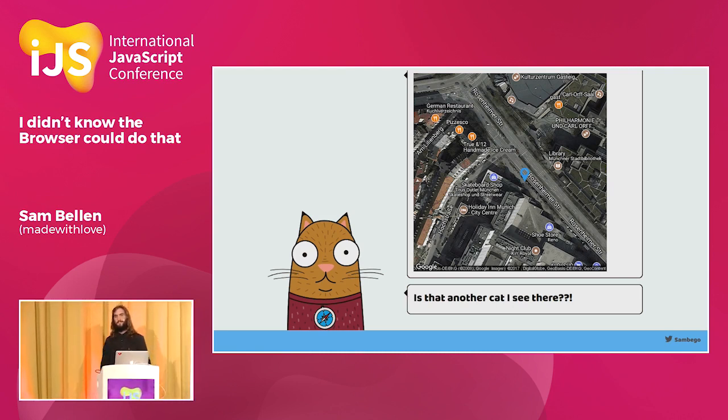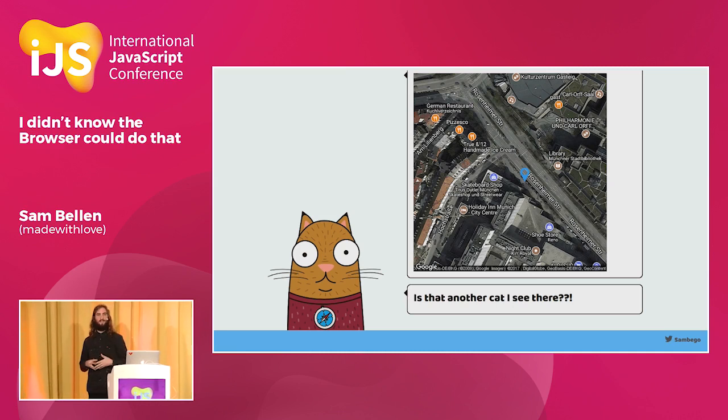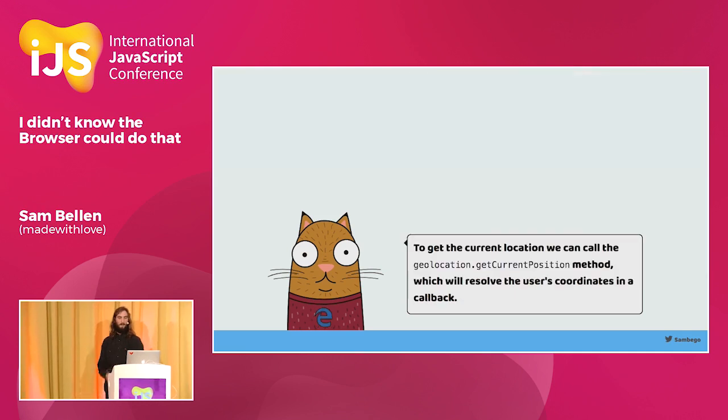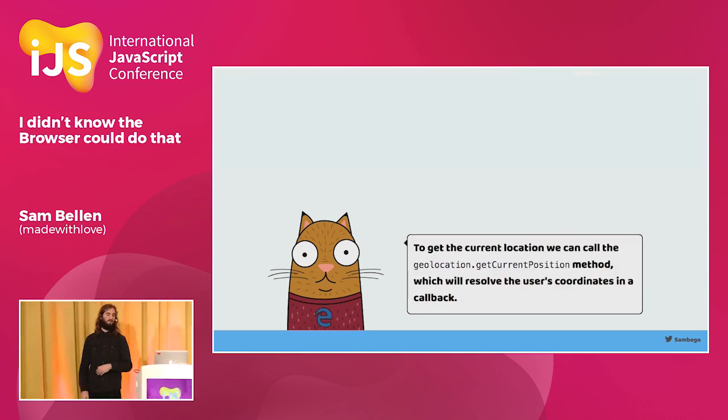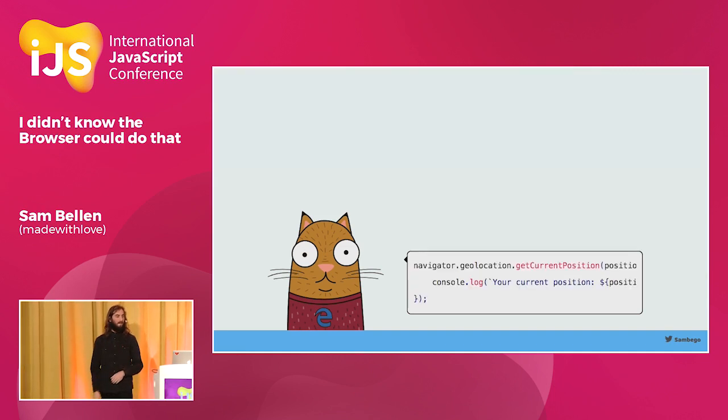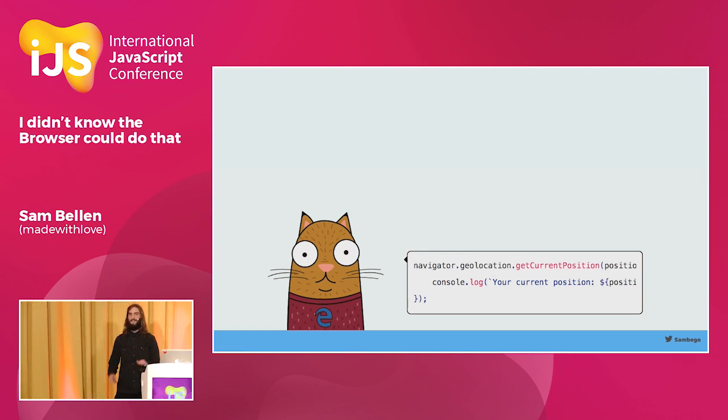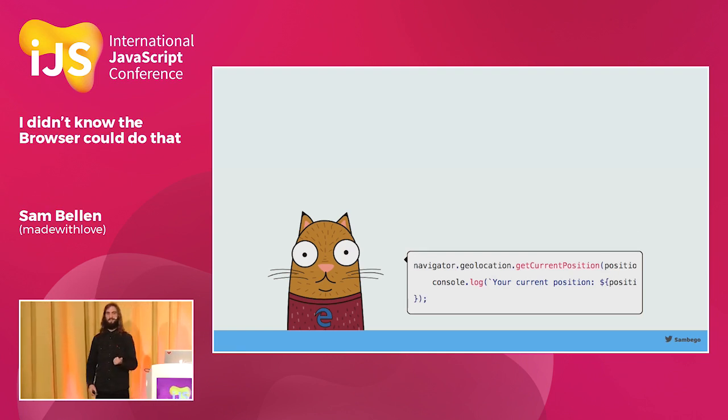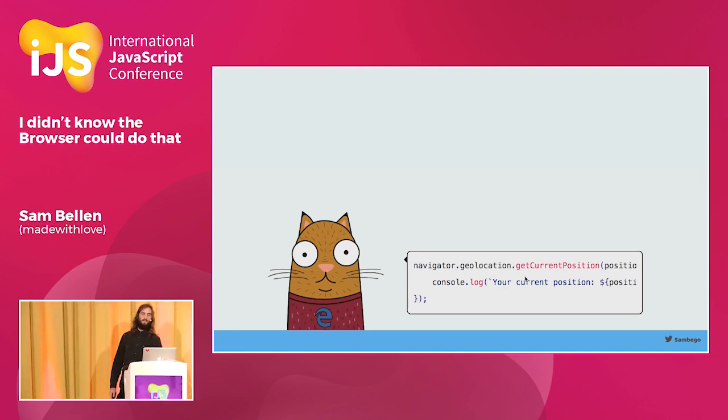And this is just done in the browser. The browser can ask for your location, and you can do stuff with that. You can get your current position using the geolocation.currentPosition method, but it returns some coordinates. Now, I don't know about you guys, but I'm very bad with coordinates. Latitude and longitude doesn't really say anything to me. So yeah, you can see you get some coordinates back.